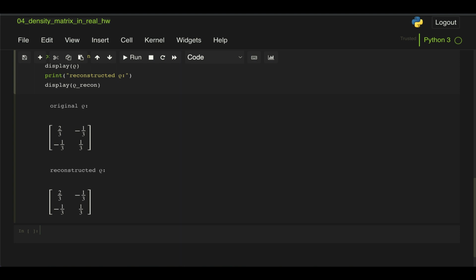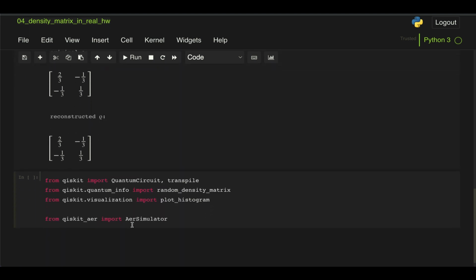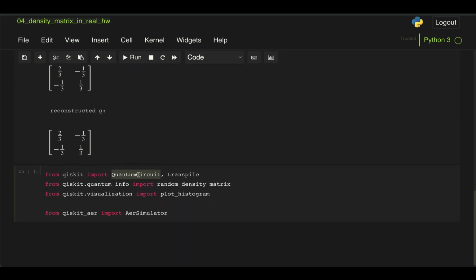So let's now go ahead and use this method we have described to run a density matrix through real hardware, right? So I'm going to do a few more imports here. I'm going to import from Qiskit a quantum circuit, so we can construct the circuit we're going to evolve our density matrix through. And this transpile function that takes our quantum circuit and transpiles it into the gate set that is used by the real quantum computer to run the circuit.